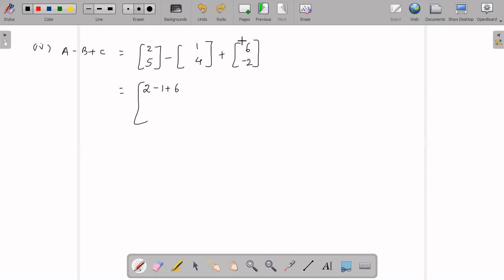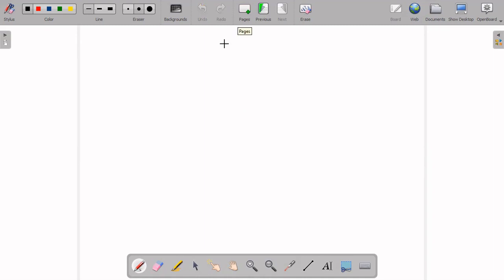I hope you people are getting it. And whatever I'm teaching is not difficult at all. 5 minus 4 plus minus 2. Yeah. 5 minus 4 plus minus 2. So 2 minus 1 is 1 and 1 plus 6 is 7. 5 minus 4 is 1, and 1 plus minus 2 means 1 minus 2 is minus 1. So this is 7 and minus 1. This is the fourth one. Kitna simple hai. Next question.